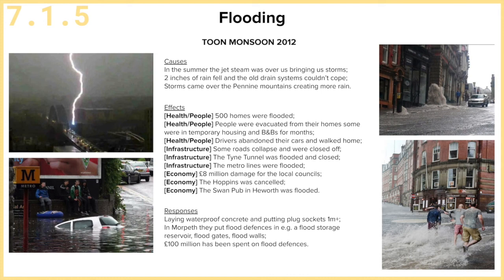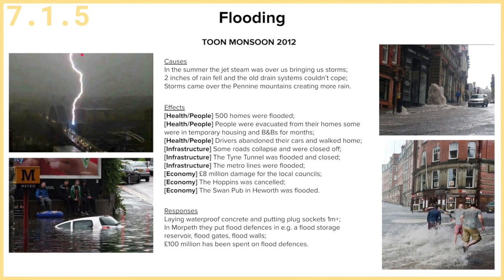Back in 2012, there was a huge flooding event that hit the east coast of England and Scotland, which we call the Toon Monsoon or Thunder Thursday. We're studying this because it happened in our local area. Hebburn and Jarrow were very severely affected by the flooding that happened in 2012. You can see some examples of what happened here.